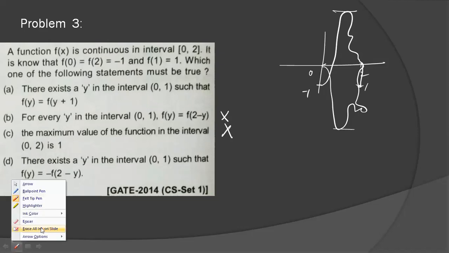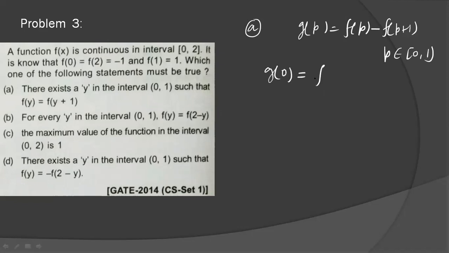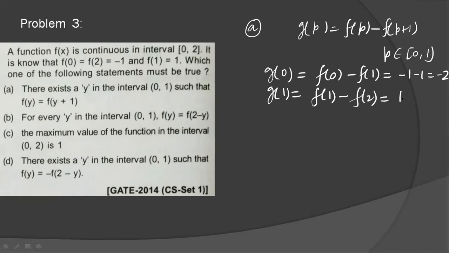Now we will check for A option here. Then we will compare with D option. This is a very interesting question. If we take A option and suppose GP equals FP minus FP plus 1 and P belongs to the closed interval 0, 1, then G0 will be F0 minus F1. It will be -1, -1, this is -2, and G1 will be F1 minus F2. It will be 1 minus (-1), it will be 2. It means G0 times G1 is less than 0. So we can apply intermediate value theorem here also.